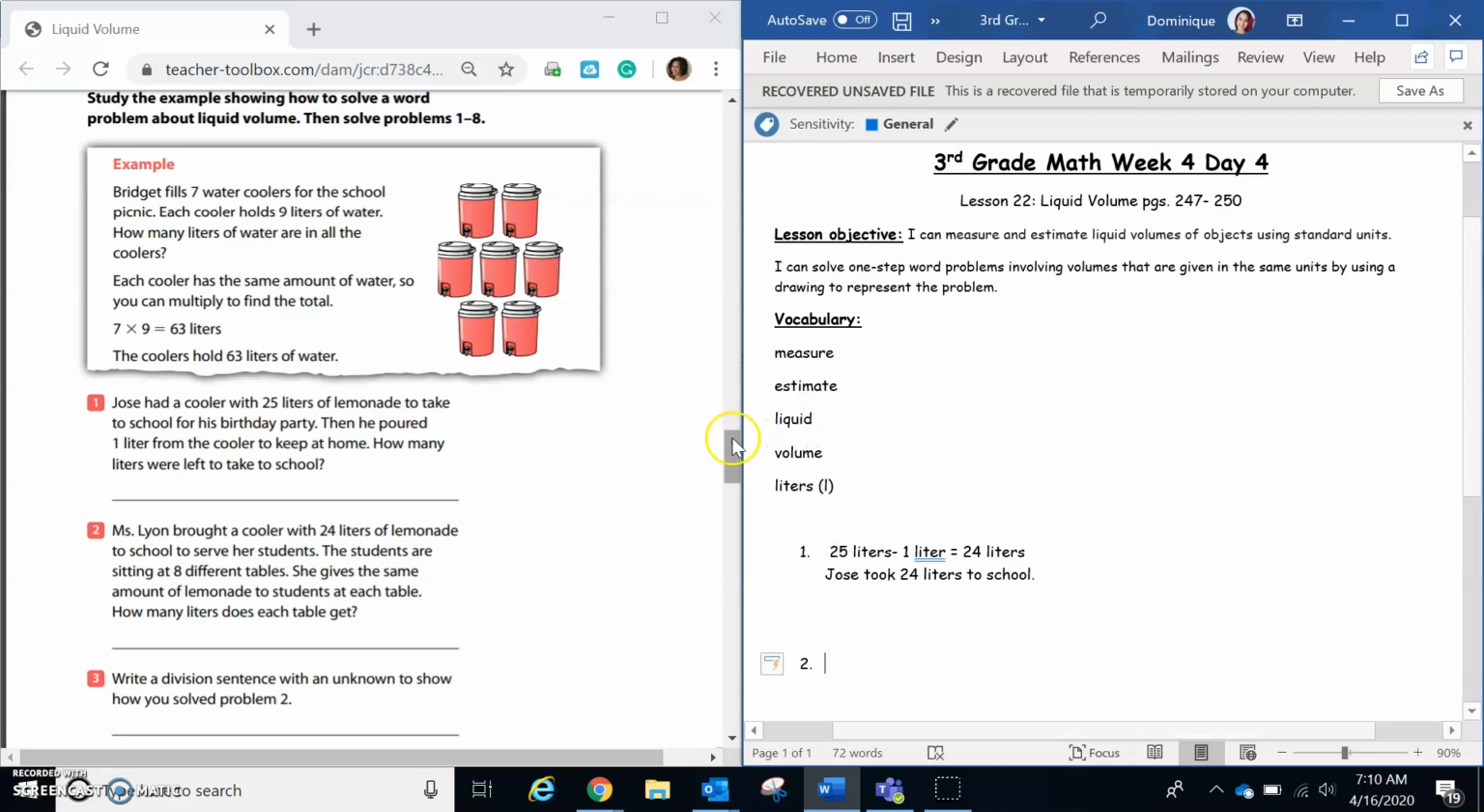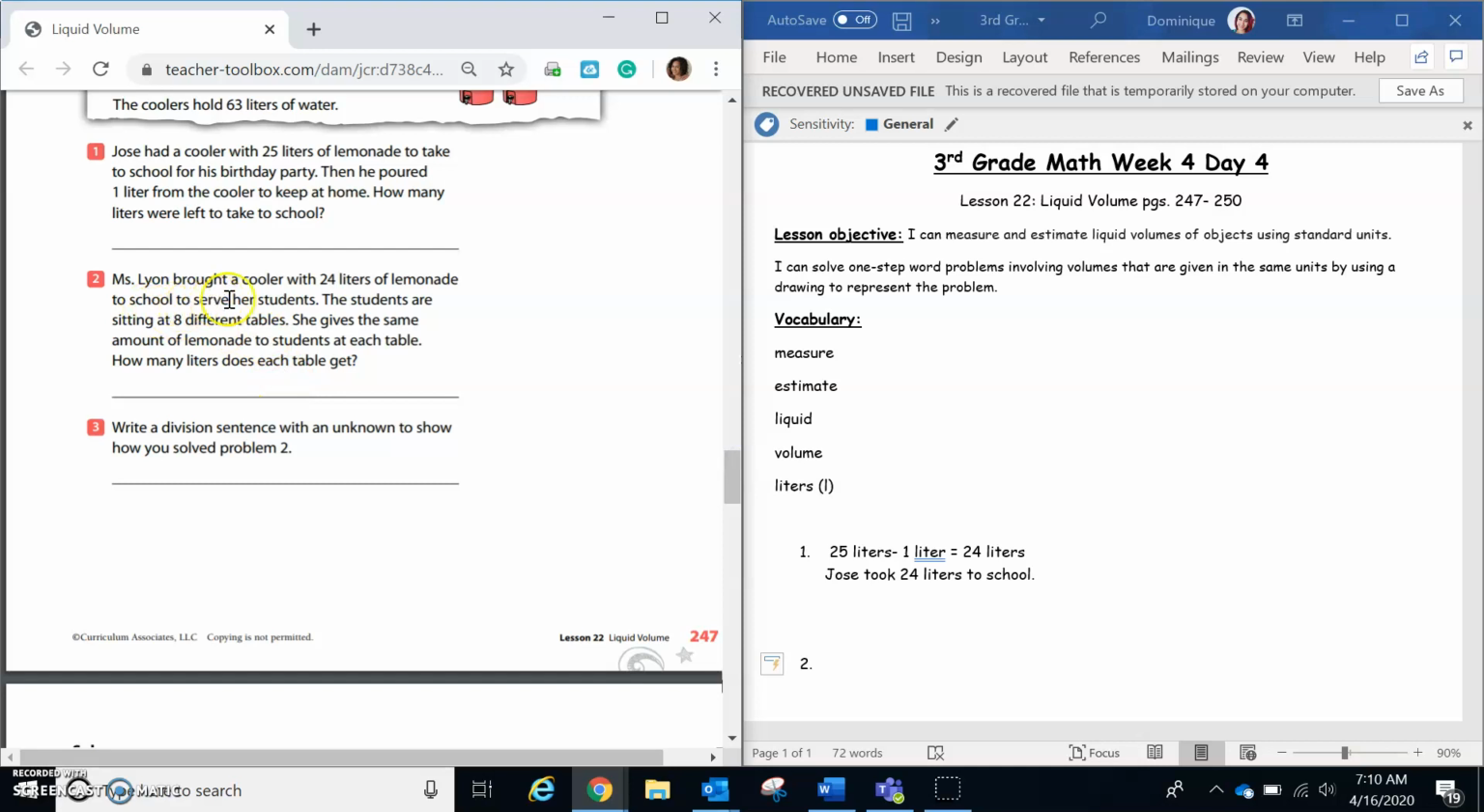Number 2. Miss Lyon bought a cooler with 24 liters of lemonade to school to serve her students. The students are sitting at 8 different tables. She gives the same amount of lemonade to students at each table. How many liters does each table get? So if we're sharing them out, she started off with 24 and she wants to share them out. What operation would we use if we're sharing them out? We start with our total, and we're evenly sharing them out to these 8 tables. If you said division, you are correct.